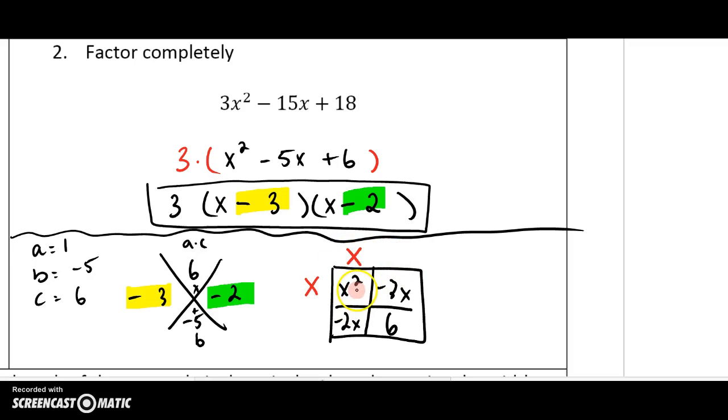x times x does make x squared. You could think, what is the term that you could pull out of both of these? Well, both of these are divisible by a negative 2. And do a little check. Does x times negative 2 make negative 2x? Yes, it does. Good stuff.